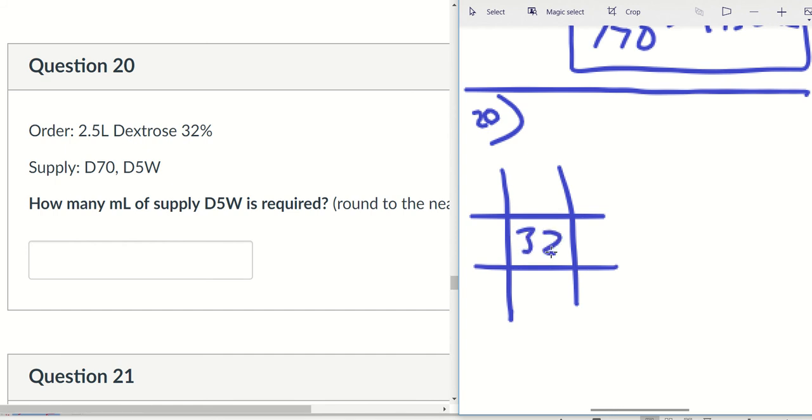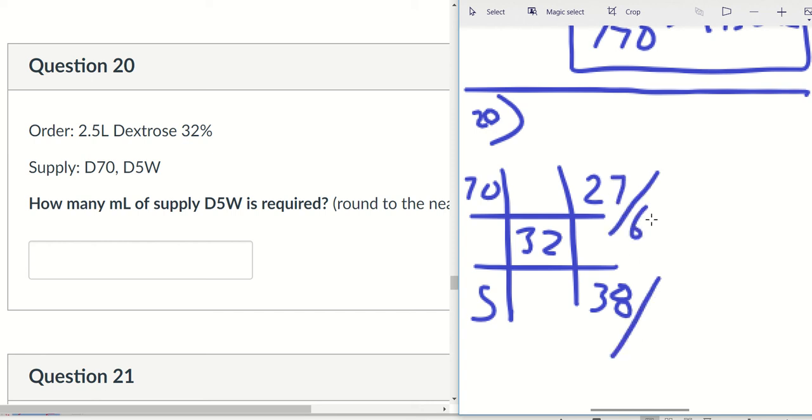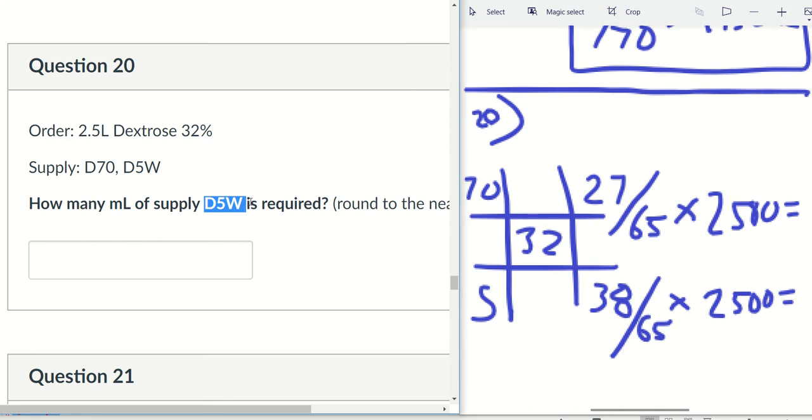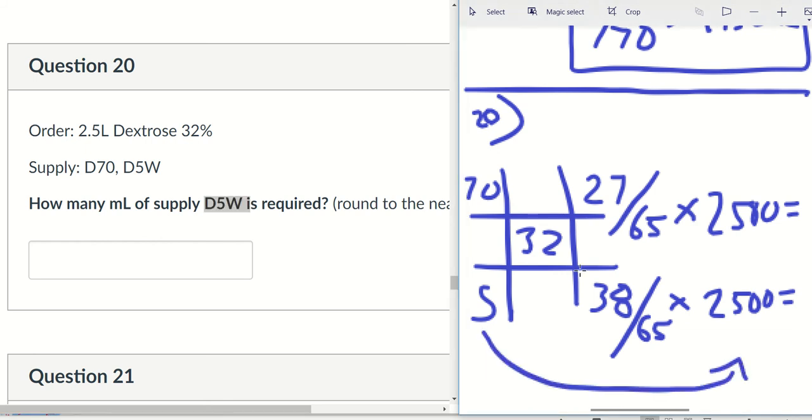Alright, we got 32 here. We got 70 and 5. The difference here is 38. The difference here is 27? Yeah, 27, 28, 29, 30, yeah. Alright. Total parts is 65. And the final volume is 2,500. Do we want the top number or the bottom number? So they asked for D5W, so yeah, they want this one. 38 divided by 65 times 2,500.